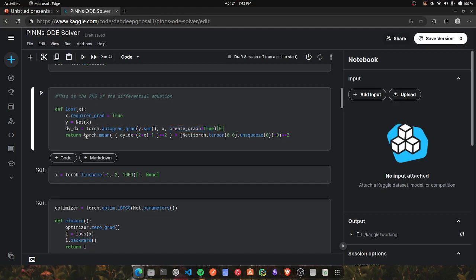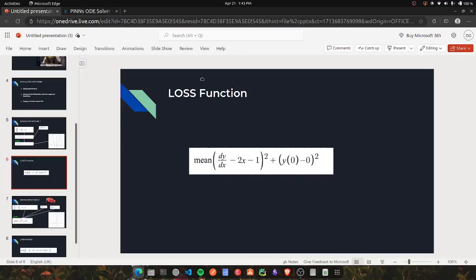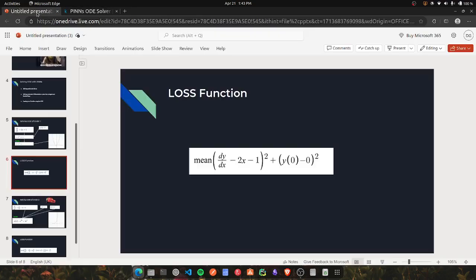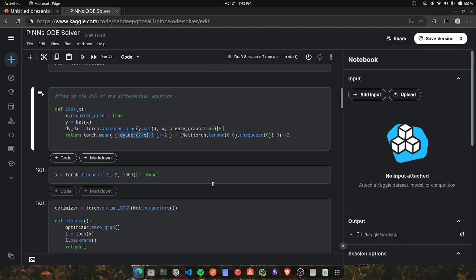And this is the loss function that I have already discussed. We are taking the mean square of dy/dx - 2x - 1, which I have already discussed here. And what this does is it first creates a tensor of value 0, and then unsqueezes it, and what unsqueeze does is it creates a batch of 1.